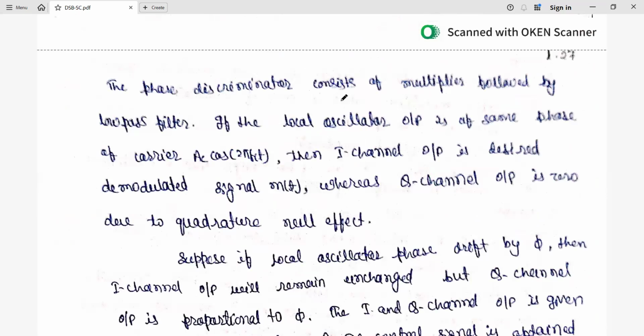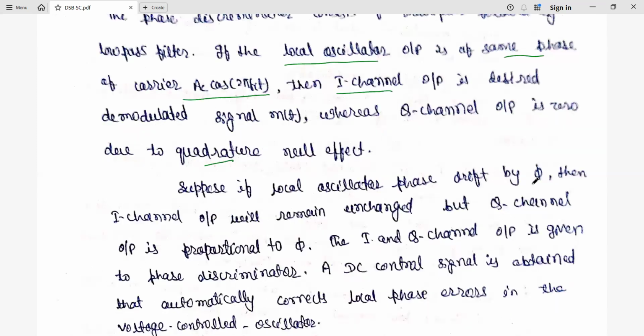This part is the same as what we have explained. The low pass I channel is the in-phase. Now, if the local oscillator output has the same phase as the carrier, A_c cos 2πf_ct, then what will happen? The I channel output itself is the demodulated wave, and the Q channel output will be 0 due to the quadrature null effect. Now if the local oscillator has a phase drift by φ, then what will happen? The I channel output will remain unchanged, but the Q channel output is proportional to φ.